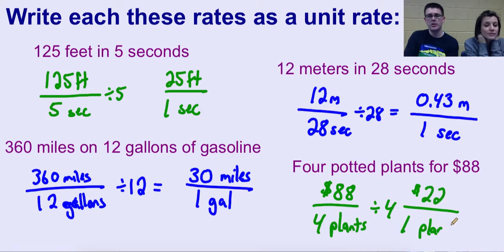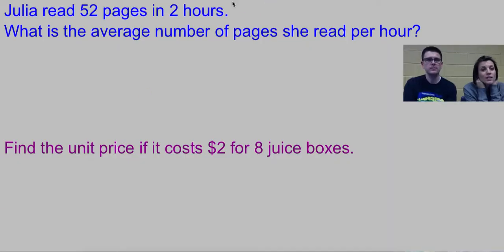Sounds expensive. So our unit rates are always telling us how much it is for just one of something. For 1 second, for 1 plant, for 1 gallon. How much is it for just one of them? Pretty easy so far. Julia read 52 pages in 2 hours. What is the average number of pages she read per hour? So we're starting with our rate, 52 pages in 2 hours.